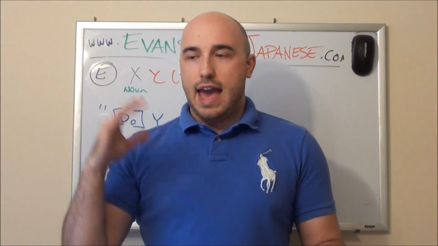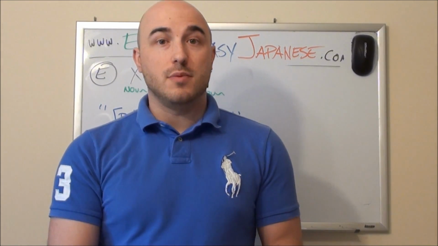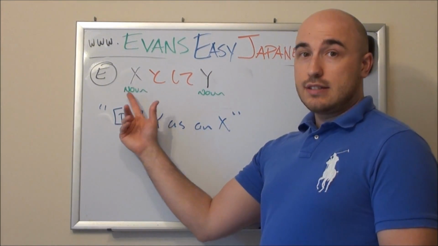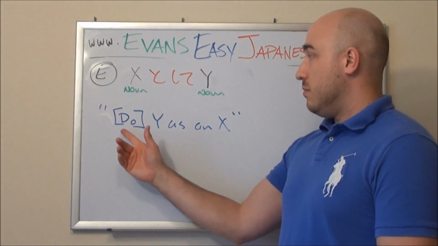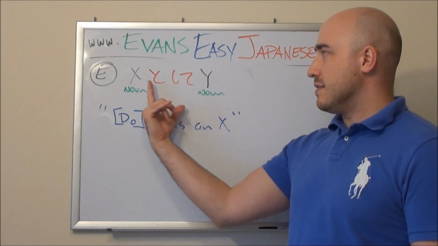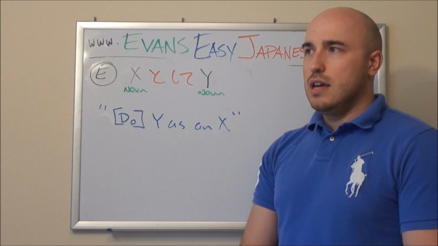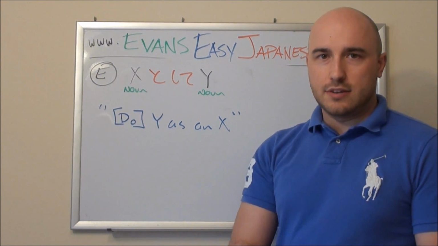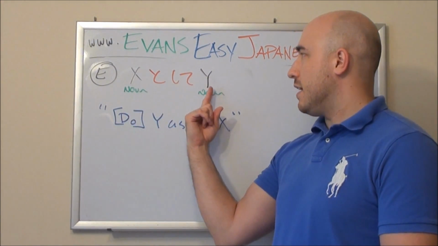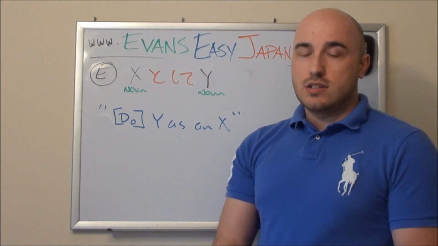Grammar point E, X toshite Y. In this grammar point, it's emphasizing the fact that those are both nouns. That doesn't have to be true, but this is worth mentioning. Noun X toshite Y as a noun. Do Y, whatever the rest of your sentence is. You're doing Y as an X. So the book gives an example like gaikokugo toshite nihongo o benkyou shitemasu. As for a foreign language, I'm studying Japanese.